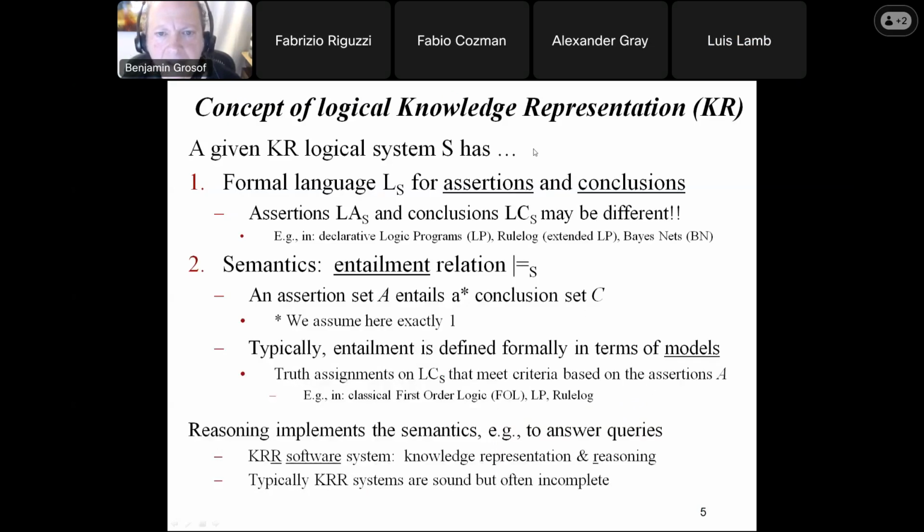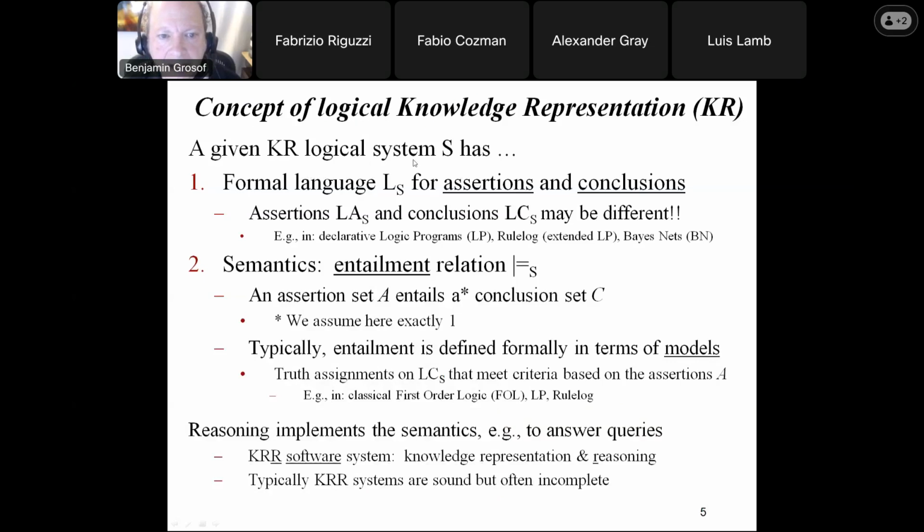What is logical knowledge representation? I'm going to give a formal definition. Often people talk about this fairly informally, especially in the machine learning community, in a way that is not really quite right when talking about representation. So it has a very specific meaning in the logical end of AI.